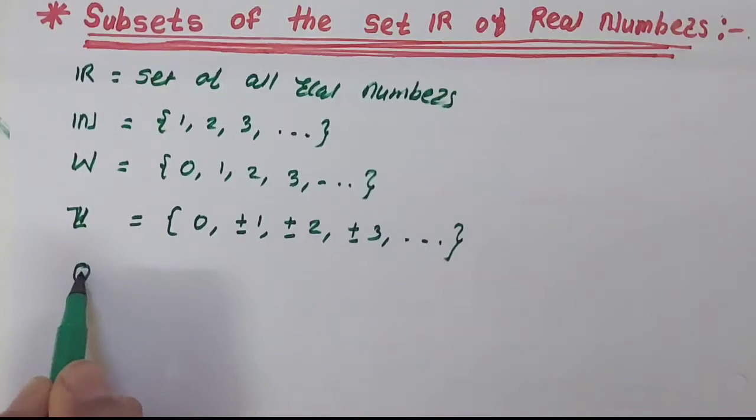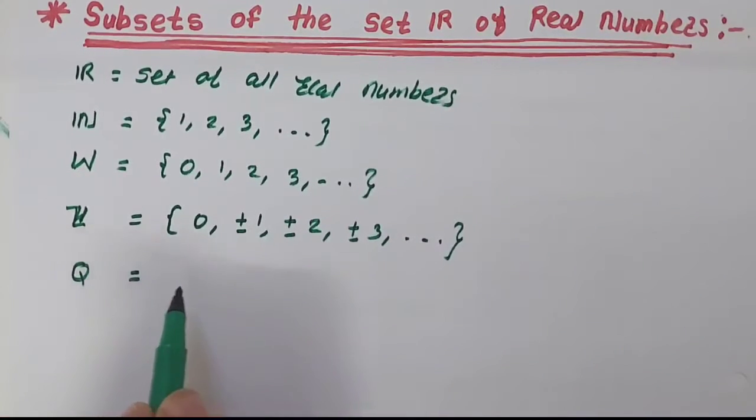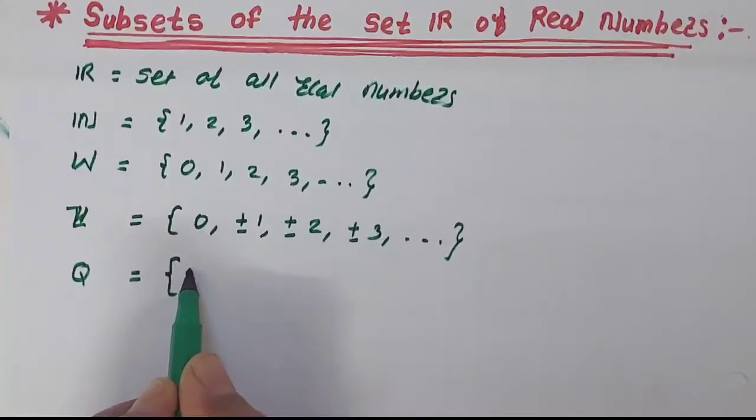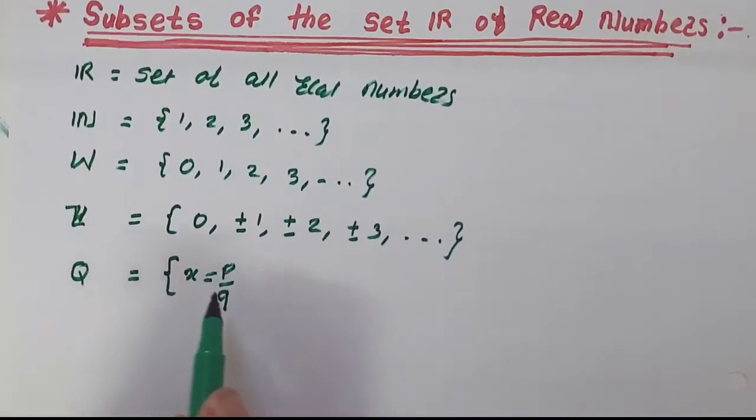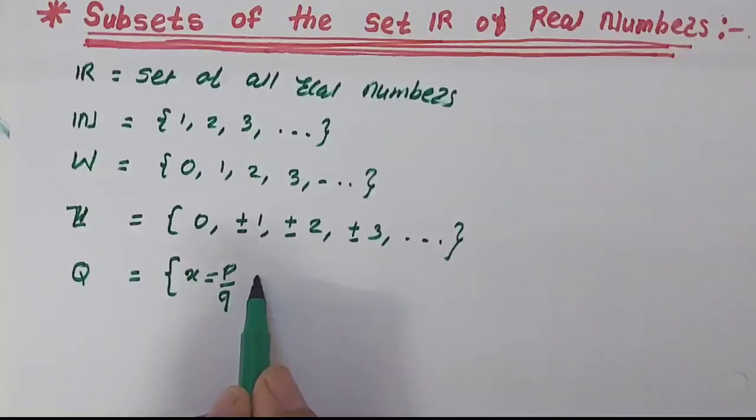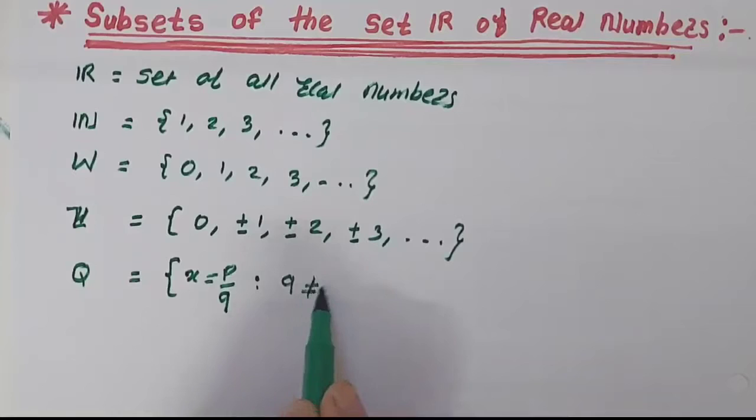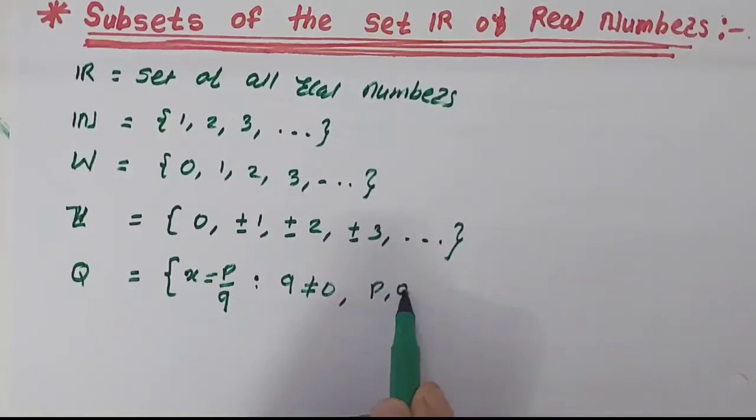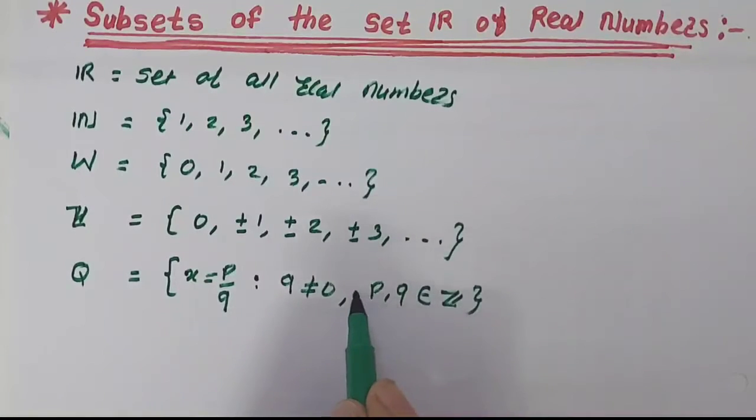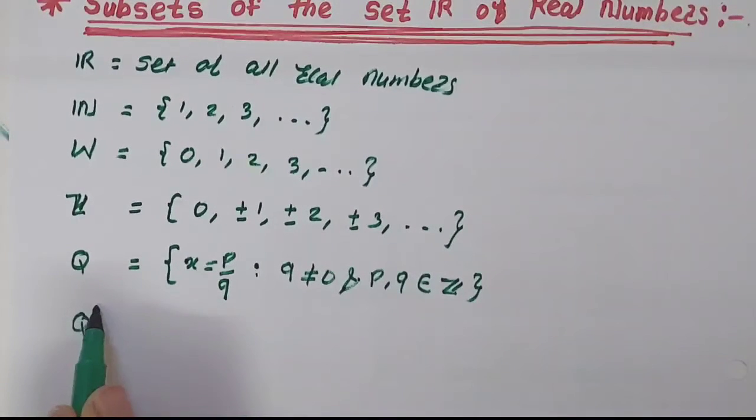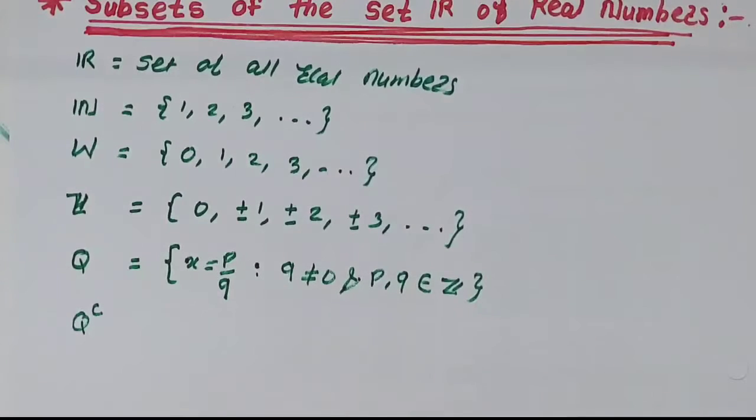The next is Q. What is Q? Yes, Q is the set of rational numbers. Rational numbers are nothing but the numbers which we can write in the p by q form. So here Q is the set of rational numbers, that means a collection of p by q numbers such that q is not equal to 0 and p, q belonging to Z. Next, if we write Q complement, it denotes the set of irrational numbers.